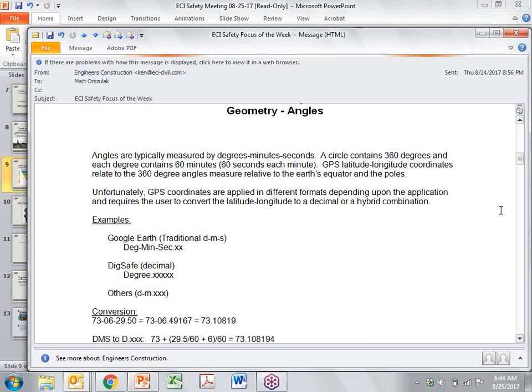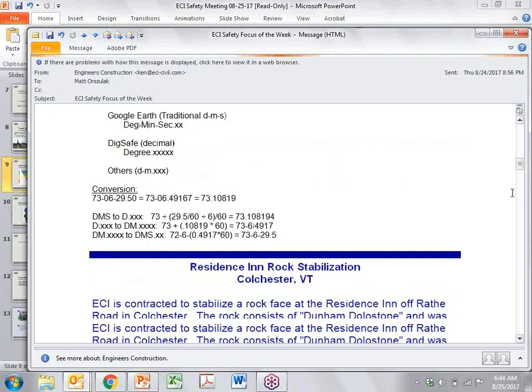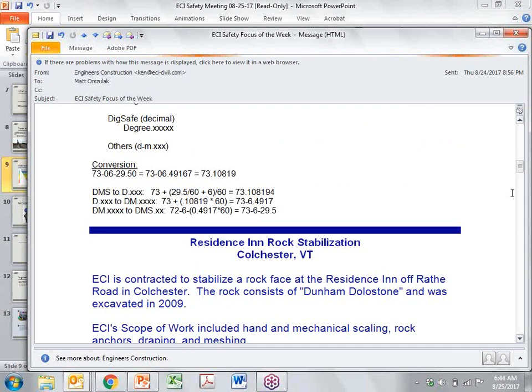And then for DigSafe, it's different. If you call in DigSafe, you have the option of using GPS coordinates. They go degree to the decimal point. A little different. And then there are some others out there that go degree and then minute and then to the tenth of a minute. So I have an example of a conversion.